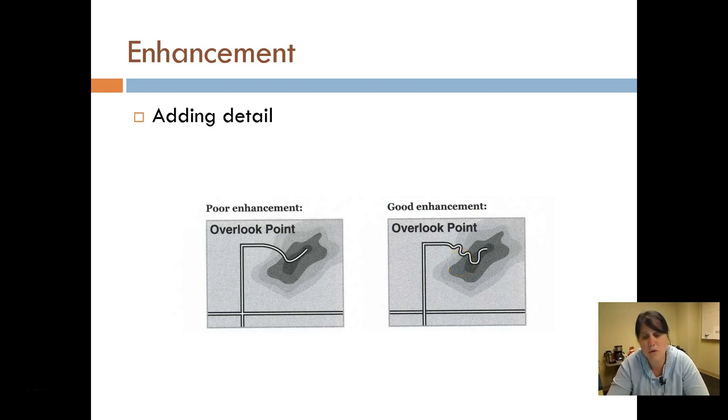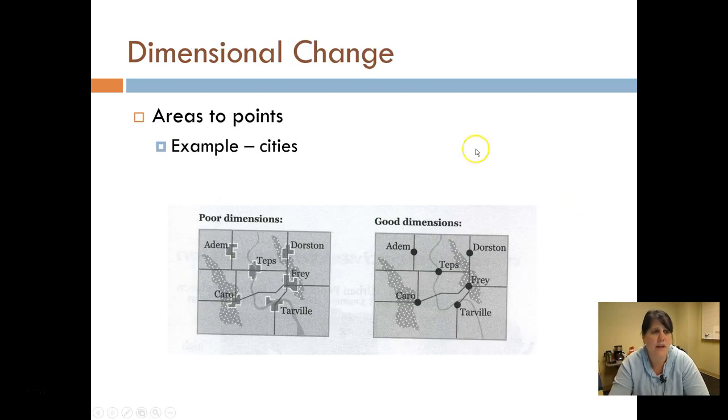This would be the pinnacle map that you did, so when they would be interested in the detail of the trail, whereas this is not really a good detail. It doesn't really give you the full effect of the trail. And this is actually one of the most used things that I do in terms of generalization, is dimensional change.